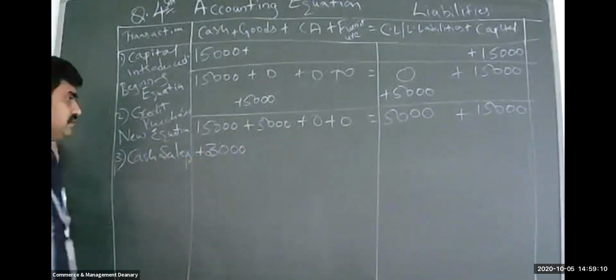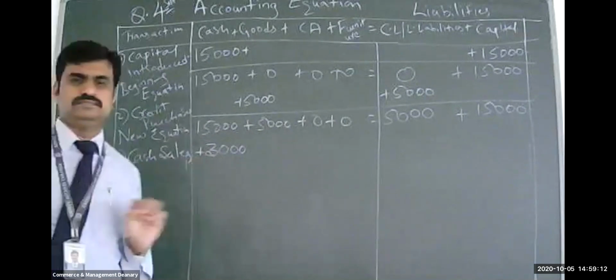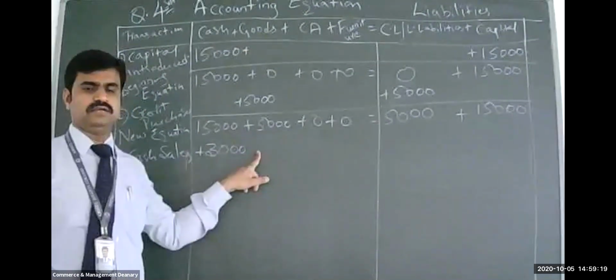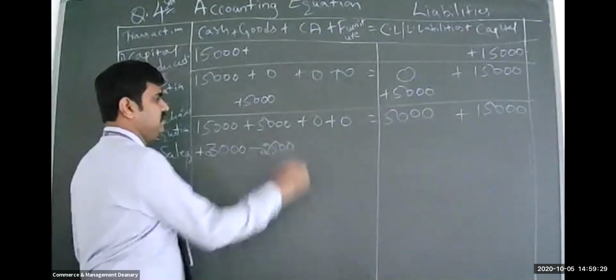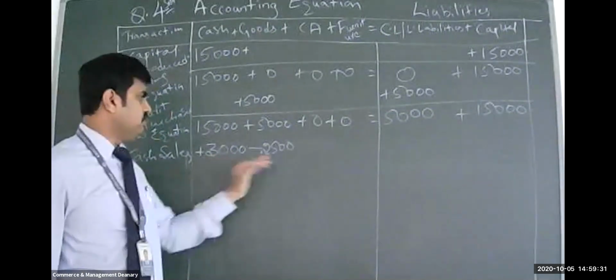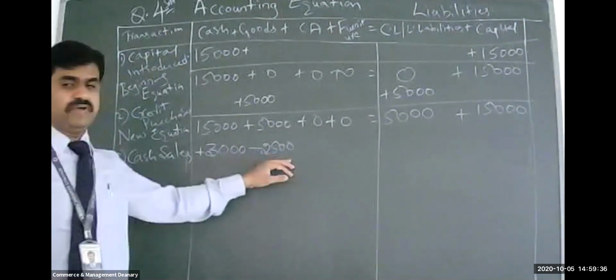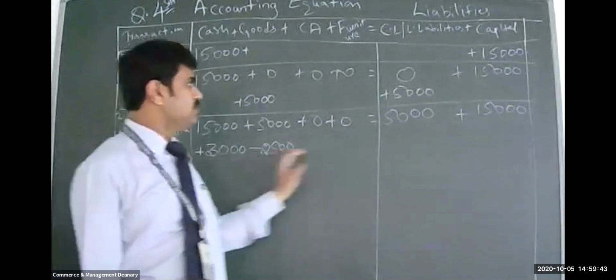So plus 3,000. How much worth of goods is going out? 2,500. So what will I write here, plus or minus? Minus, because it is going out. So minus 2,500. Then you check: 3,000 minus 2,500, the difference is how much? 500. But this is not tallying. Here, it is 0.